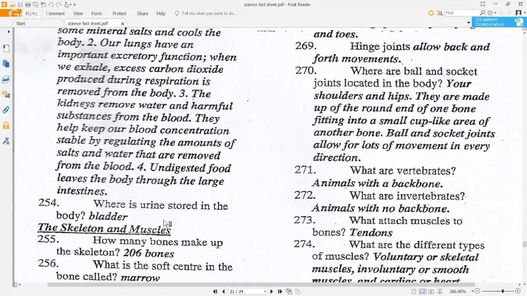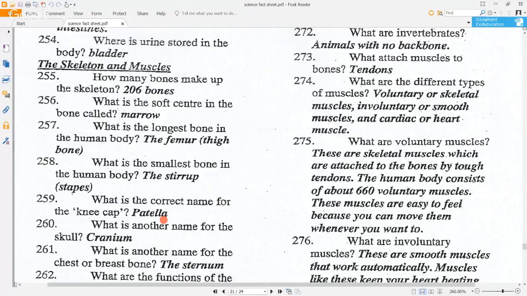250. Let's see. 255, we move now to the skeleton and the muscles.